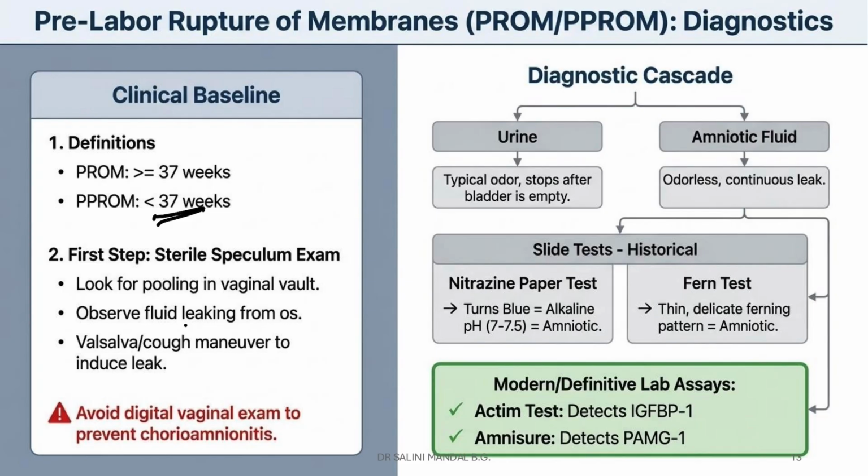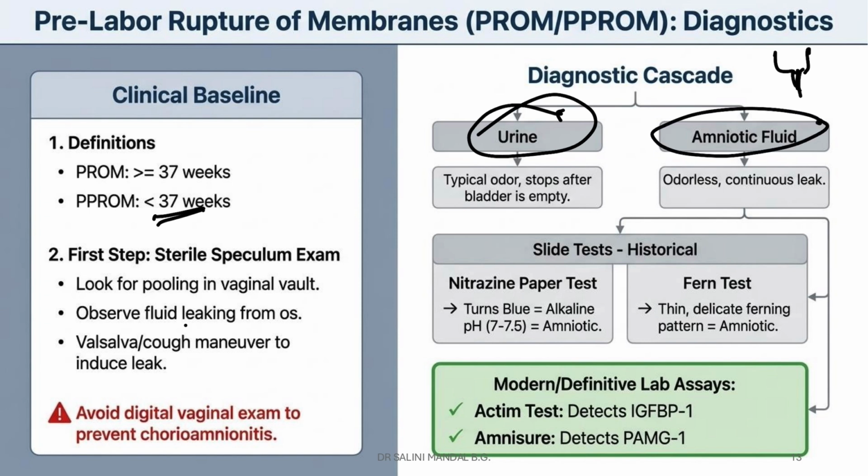Now what we are going to do over here is examine the urine and the amniotic fluid. See what exactly happens when there is a rupture. There is going to be a fluid leak, right? So now we are supposed to understand whether it is the urine which has come out or the amniotic fluid, correct? So now, if there is a typical odor and it stops after the bladder is empty, that means definitely that is going to be the urine. But on the contrary, if we have an odorless and continuous leak, then it can be amniotic fluid. But to confirm it, we are going to do two tests.